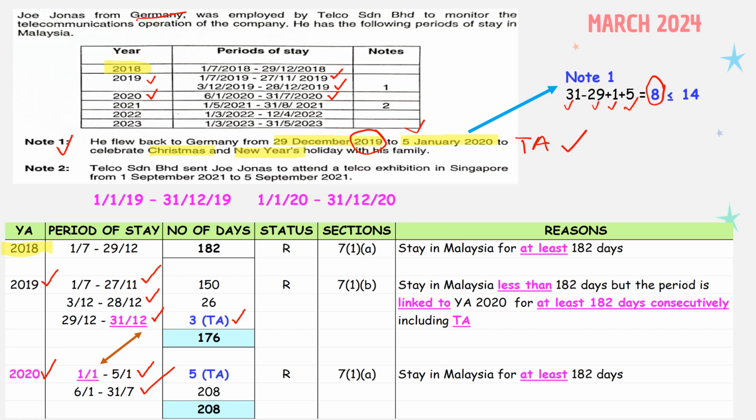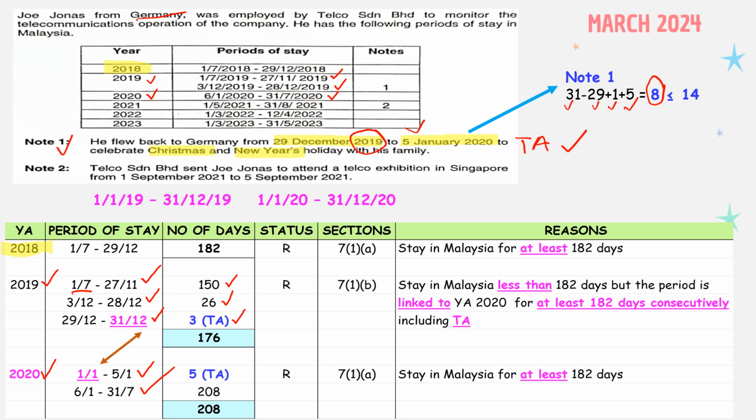So let's calculate our number of days. Okay, so 2019, the date here starts from 1st July. Isn't it? So 1st July, you guys are going to take July 31 days. So here we have July 31, plus August 31, plus September 30, plus October 31, November 27. So you should get 150. Okay, how about the second row? This one 3rd December until 28 December, right? Same month. So take the second date, 28, minus 3 plus 1. So you will get 26.